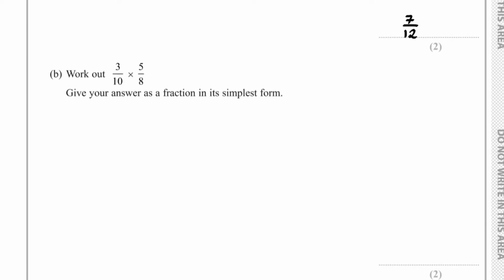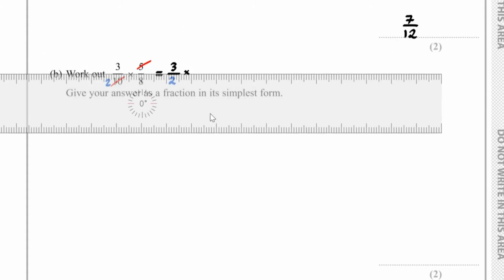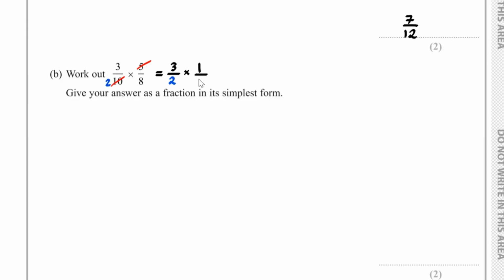Then for part B, we have to work out 3/10 times 5/8. Give your answer as a fraction in its simplest form. Well, the 5 cancels with this 10 twice. And so what this calculation is equal to is 3/2 multiplied by 1/8. And so if we work this out, we have 3/16. So we have 3/16.